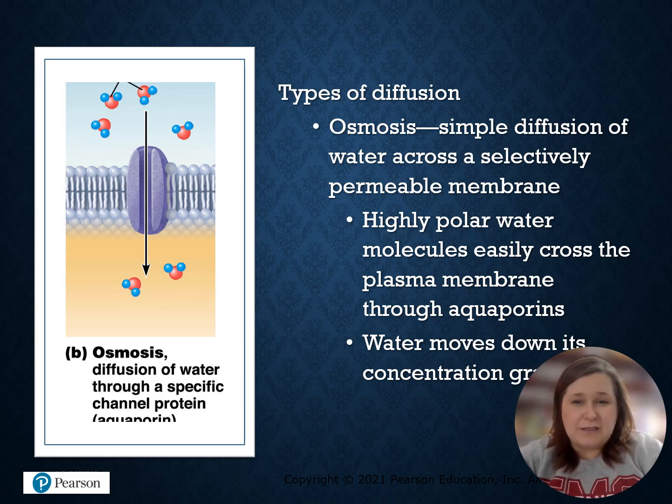And we can also have osmosis. So osmosis is going to be the simple diffusion of water across a selectively permeable membrane. So because water is highly polar, those molecules are going to easily cross the plasma membrane through aquaporins. And that water is going to move down its concentration gradient.